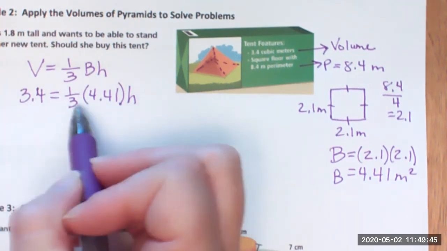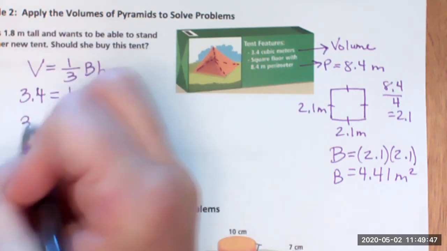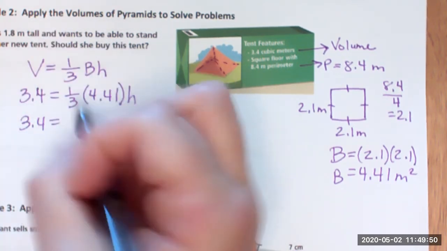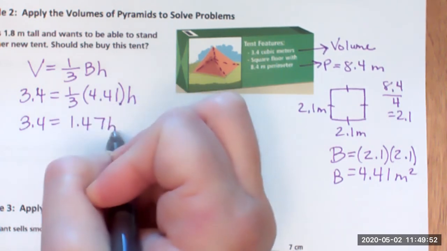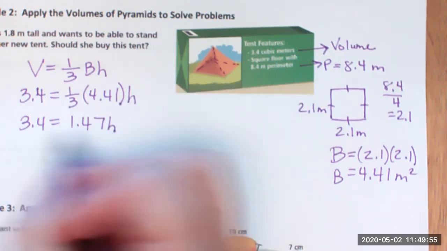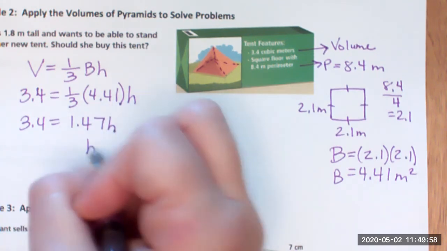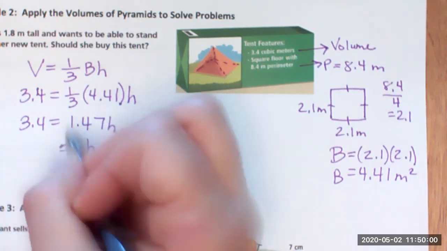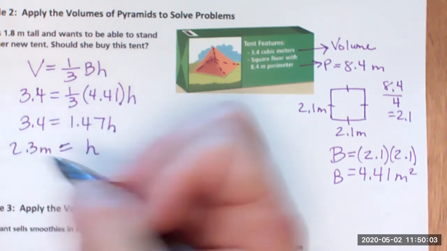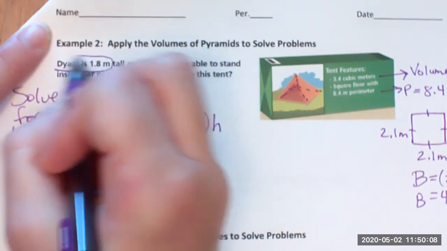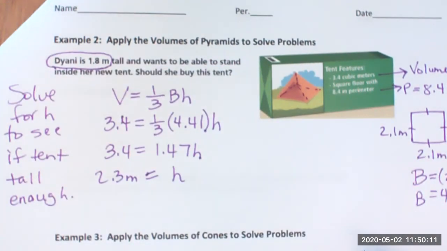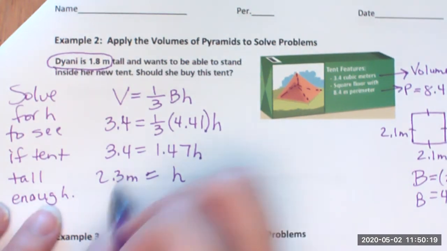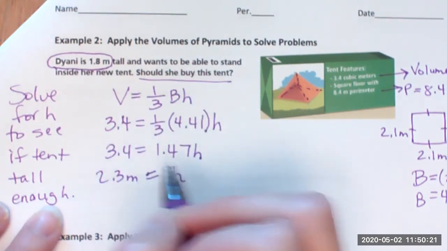So 1/3 of 4.41, if you work that out on your calculator, 4.41 divided by 3 is 1.47 times h. And then if I divide 3.4 by 1.47, I'll get that the height of the tent is 2.3 meters, okay? So Dayani is only 1.8 meters, which means that she has a whole 1/2 meter left for her to be able to fit in that tent. So that means that yes, she should buy the tent.